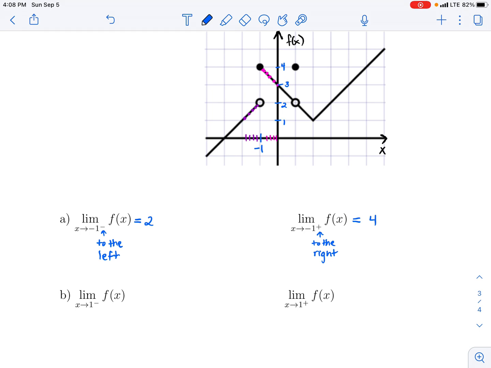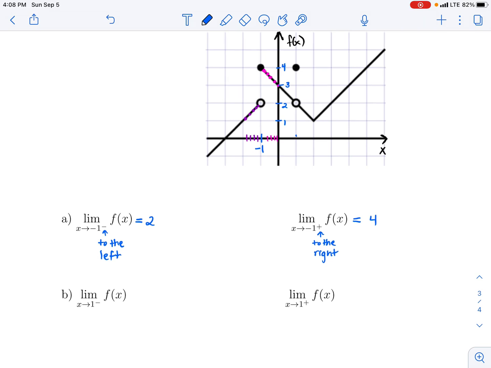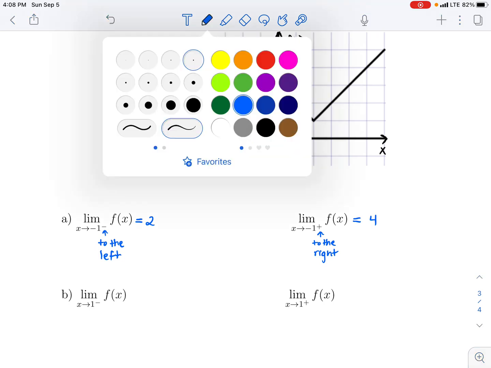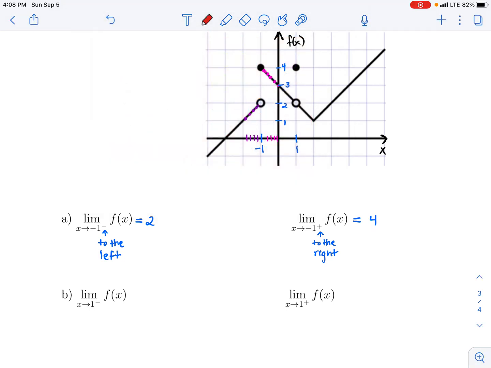At this point I would try to pause the video and see if you can do part B. Okay, now let's try to do the limit as x approaches 1 from the left. I'm going to use a different color, let's use red this time. I want to be looking at x values that are to the left of 1, so I'm going to pick these 4 values here.